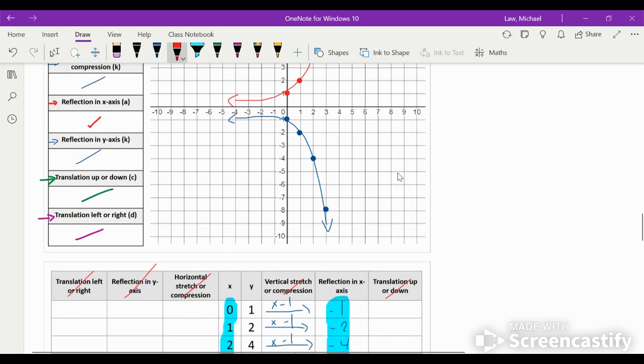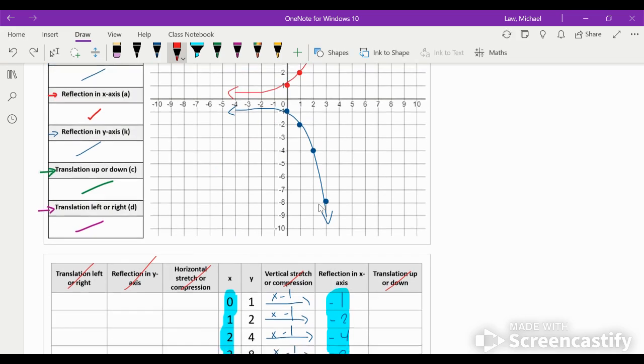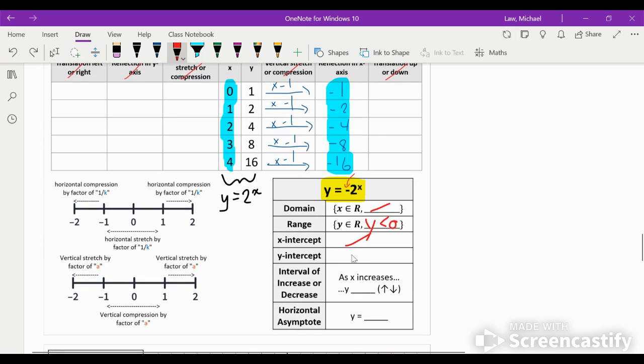And the y-intercept has changed. The y-intercept is right over here. It is now -1 instead of +1. So let's write that down over here.